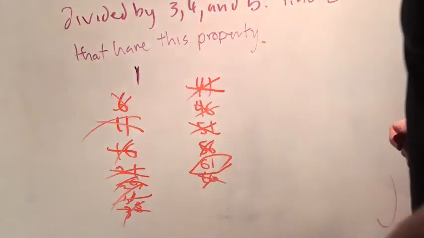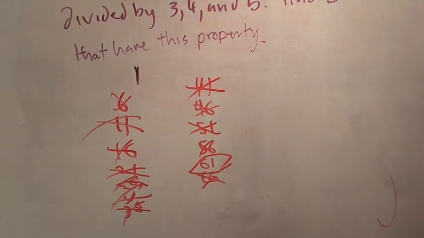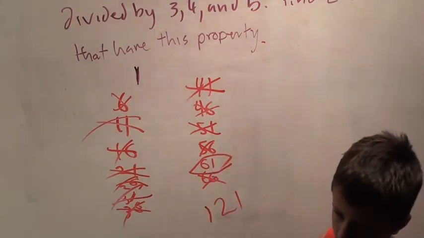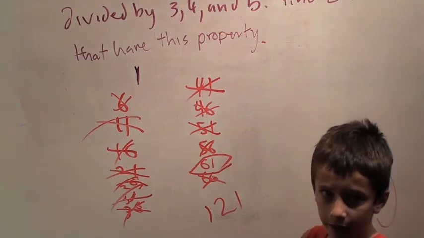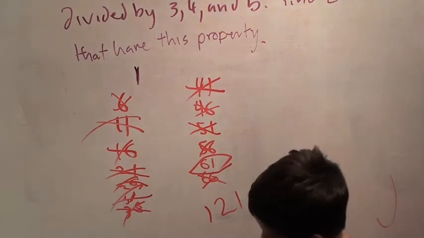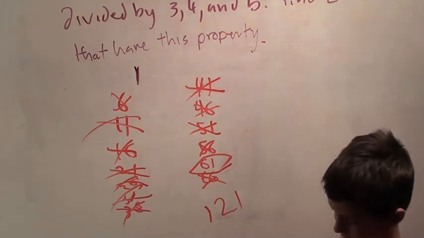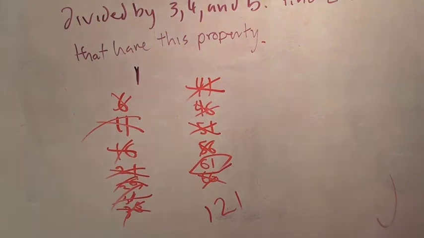Based on that, what would you guess would be the next number? 121. Why? Because they seem to be going up by 60. So why don't you write down 121? It leaves a remainder of 1 when divided by 5. Now does it leave a remainder of 1 when divided by 4? 4 would have to go into 120.